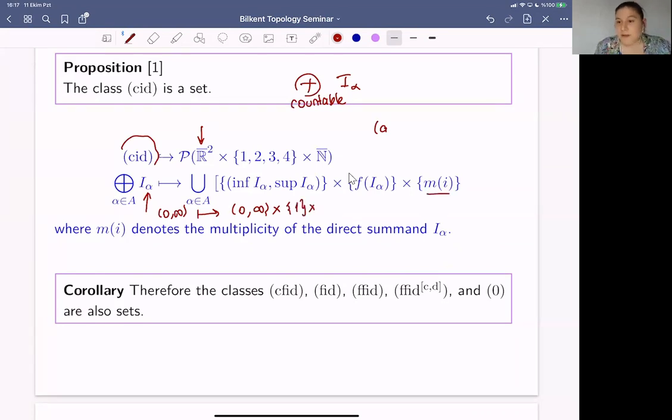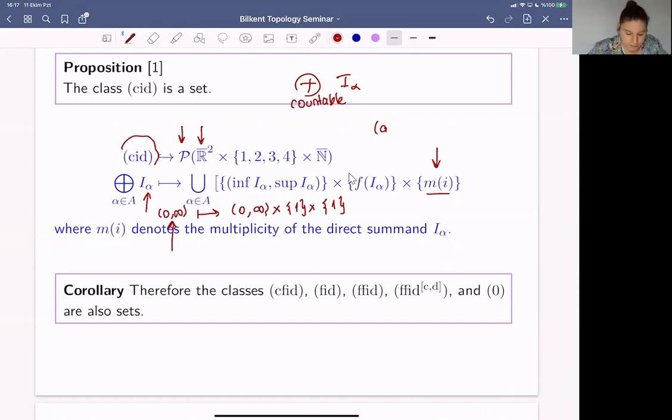And m of I is the multiplicity. Sometimes two or more generators are born at the same time and die at the same time, so you may encounter an interval many times in the decomposition. This represents the multiplicity of an interval. If you see this interval only once, then the multiplicity is 1. In this case, this is an element in the power set. So there is an injection from this class to a power set. So we can say that this is a set.